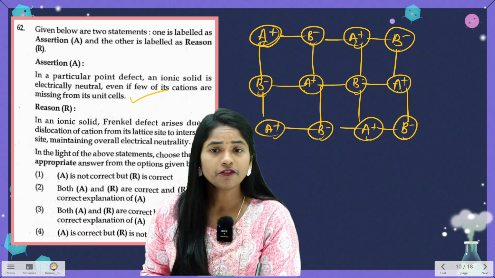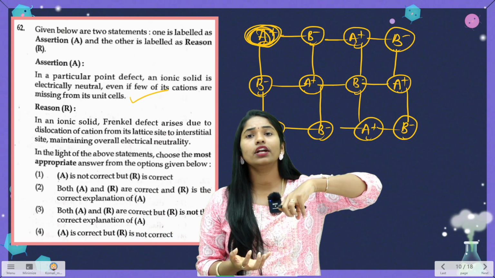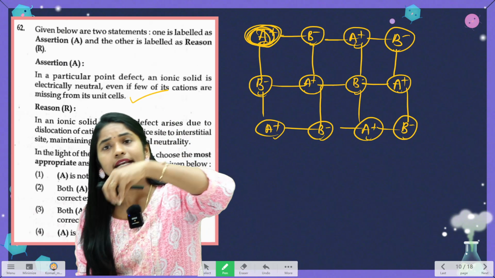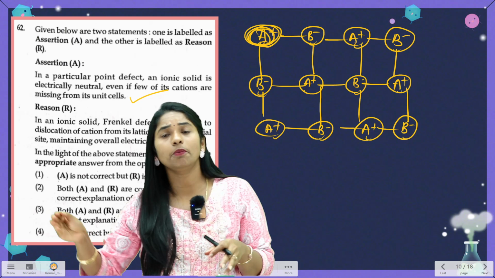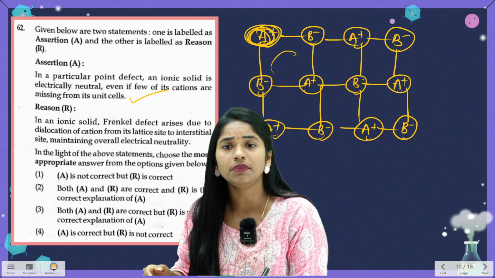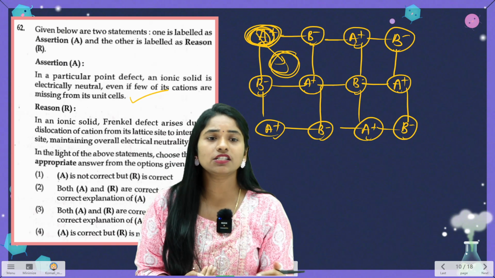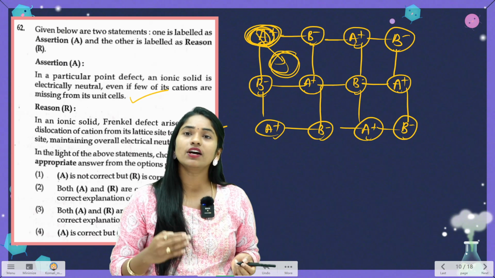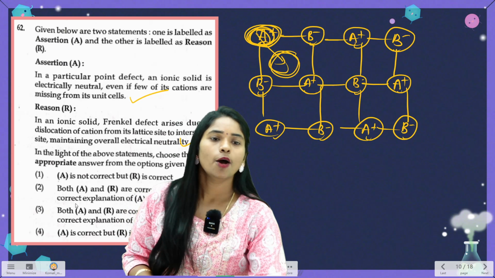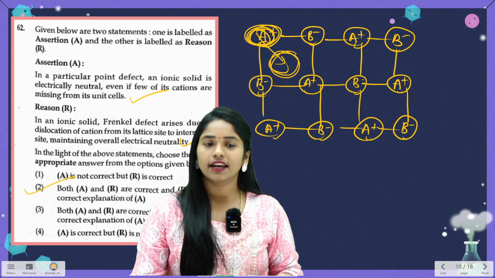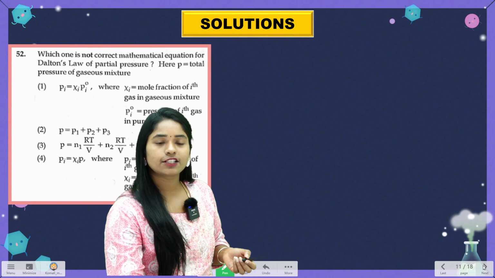Because in the case of Frenkel defect, if some of the cations are missed, where do these cations go and occupy? They go and occupy the interstitial spaces. What do you mean by interstitial spaces? The spaces which are present inside the lattice, these empty spaces, are called interstitial. So A plus comes and occupies these interstitial spaces. So the reason is also correct. Then the assertion is correct and the reason is also correct. Both A and R are correct, and R is the correct explanation of A. Is it clear? See the next question.